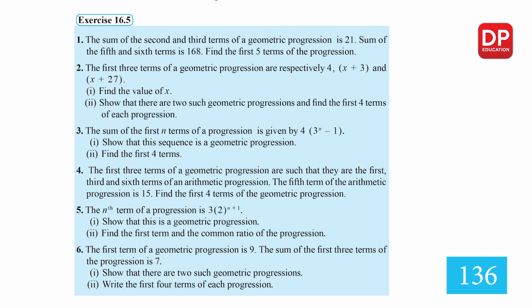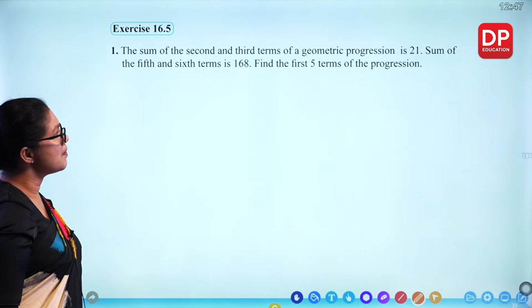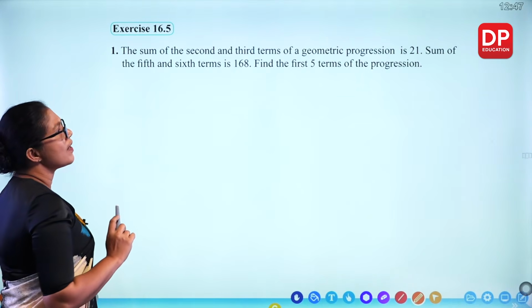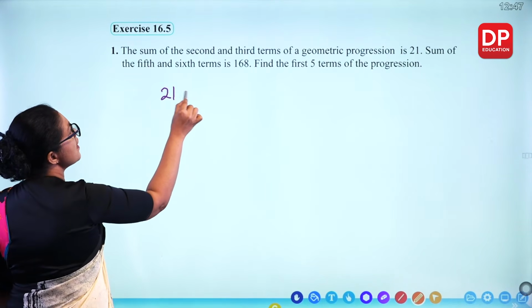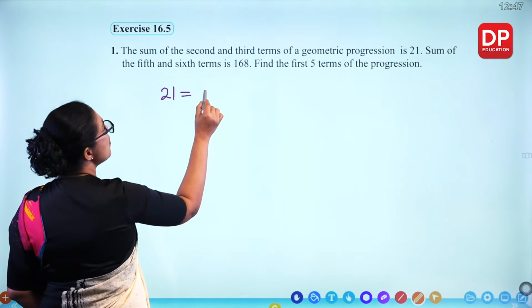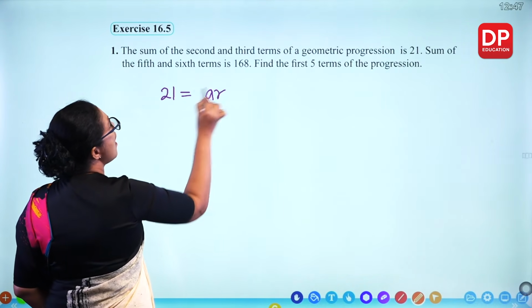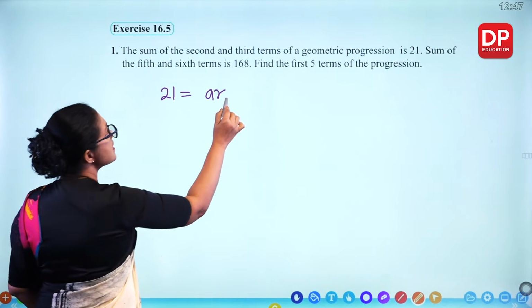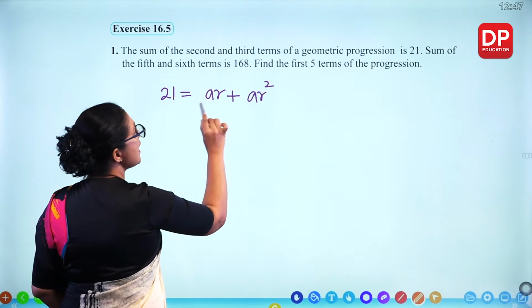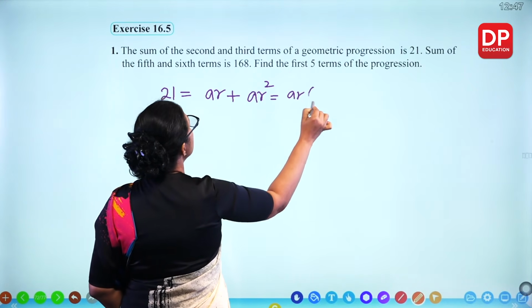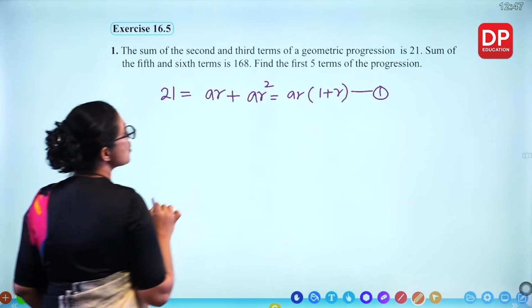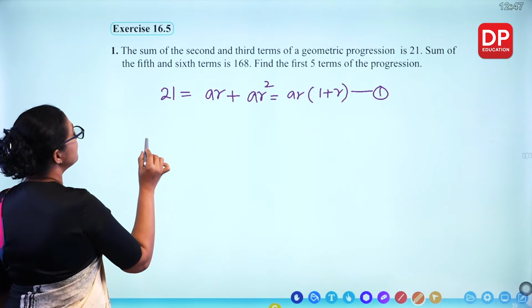Exercise 16.5. Question number 1. The sum of the second and third terms of a geometric progression is 21. Second and third, how can I write this down? 21 is equal to the second term. What is the second term? T2, I can write AR, plus the third term AR squared. I can take AR out and write this as 1 plus R. That's my first equation.